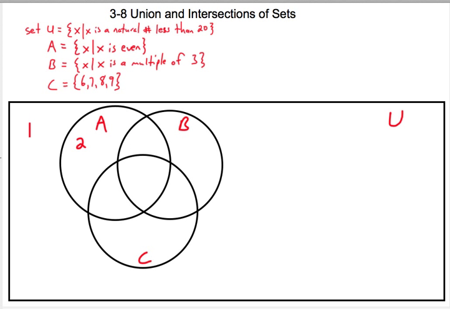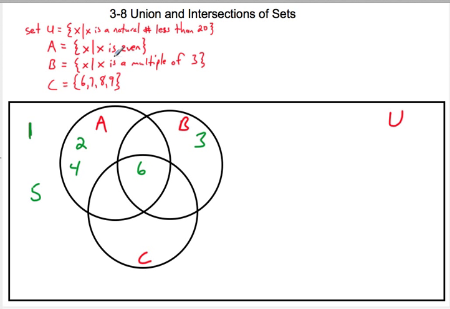Let's change colors actually here to make it more obvious. So the number 2 is in set A. Number 3 is a multiple of 3, that's in set B. 4 is an even number, so we'll put that in set A. 5 is none of these, so this is going to go out here, and let's make this green as well. 6 is both an even number and a multiple of 3, so it needs to go in A and B, but it's also in C, so 6 goes in here.